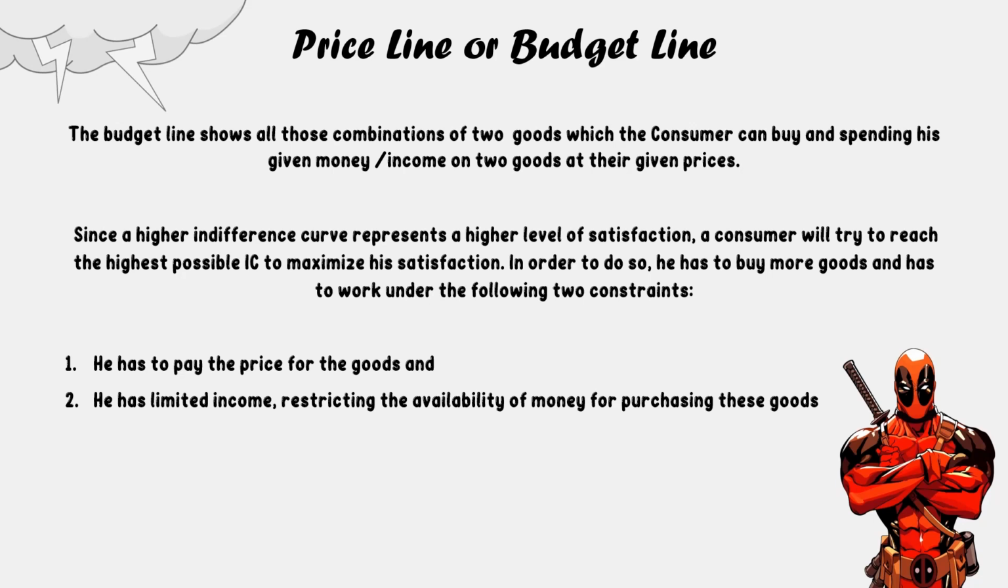In order to do so, he has to buy more goods and has to work under the following two constraints. The first constraint is he has to pay the price for the goods, and the second constraint is he has limited income, restricting the availability of money for purchasing these goods.